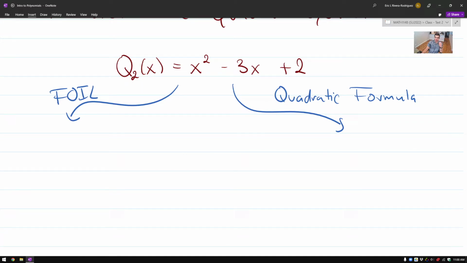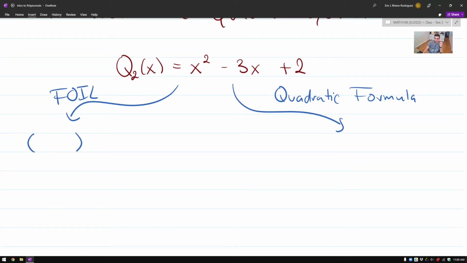Great. Okay, so when we do this with FOIL, we are going to get exactly the linear factors. From the linear factors, we can get the zeros. The quadratic formula is going to give us first the zeros, and then with the zeros we can get the linear factors. Okay. So let's start with FOIL.